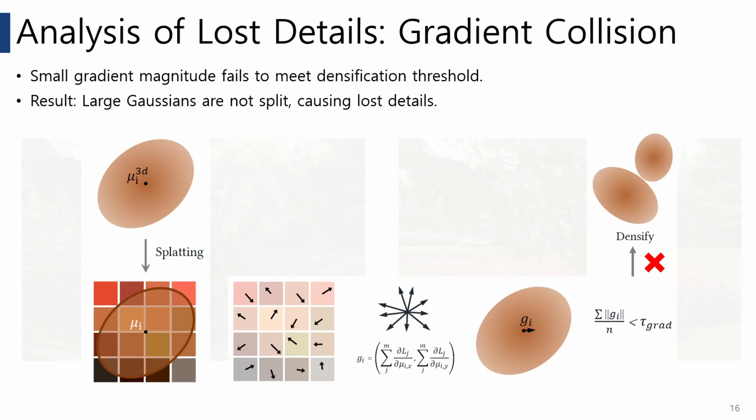Consequently, this small magnitude of the overall view space gradient often fails to exceed the predefined densification threshold. In 3D Gaussian splatting, a Gaussian is typically densified if the magnitude of its gradient is above this threshold. However, due to the gradient collision, the condition for splitting large Gaussians is not met. As a result, these large Gaussians persist without being refined, leading directly to the blurry image.